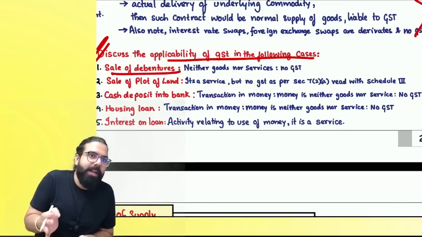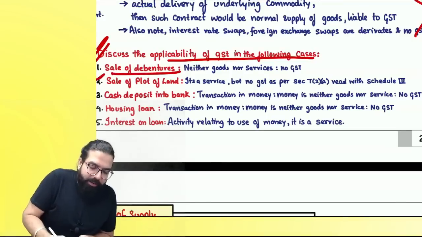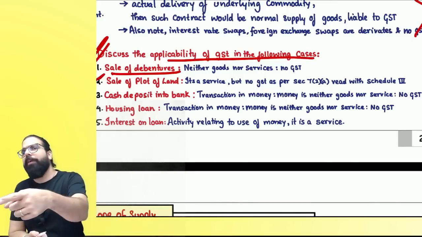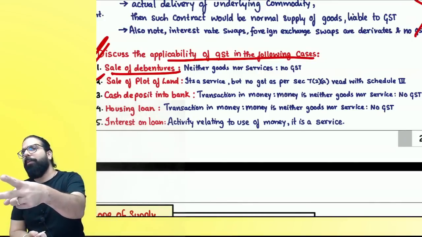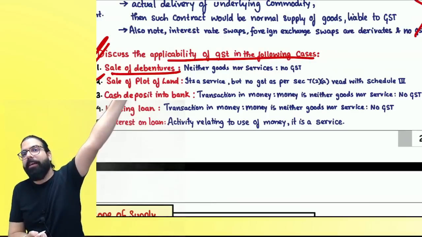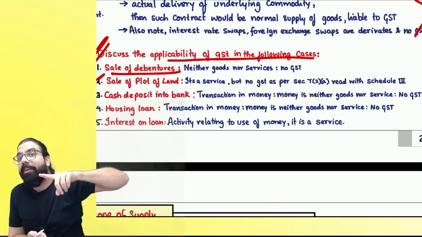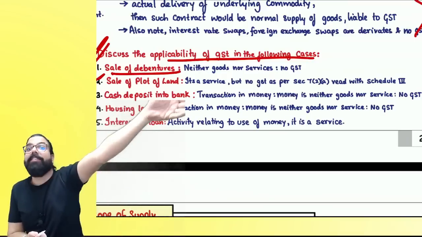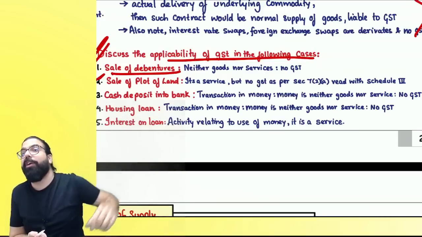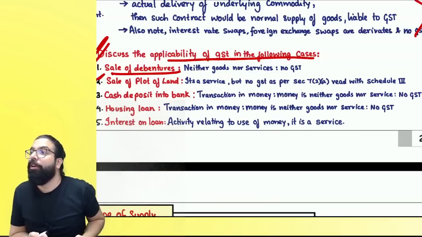Baba, debentures in the exam, unless told otherwise, are always securities, neither goods nor service. Plot of land. Land is what, everyone? Immovable. Immovable is what? Service. But when you read the supply chapter, you will see sale of land is neither a supply of goods nor a supply of service. That you will learn in Schedule 3.